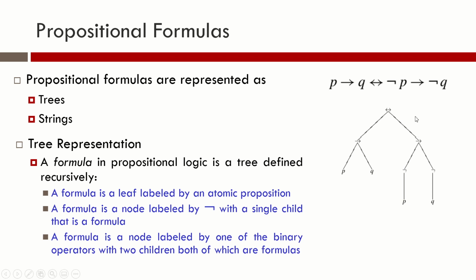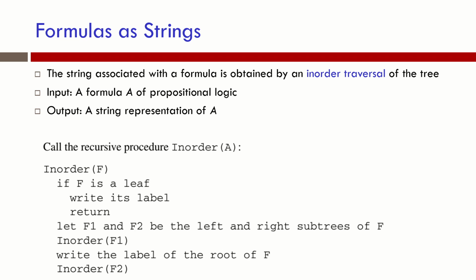So this is how you represent a propositional formula as a tree. Now we will see how to represent this as a string. To represent the formula as a string, on the tree we perform in-order traversal. When we perform in-order traversal on the tree, we will get a string, and that string will be the string associated with the formula. And this is the algorithm for performing in-order traversal of the tree.